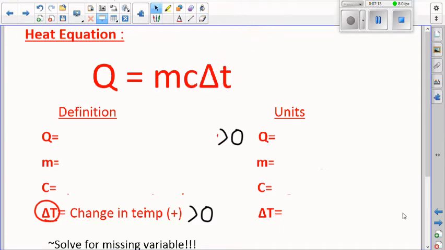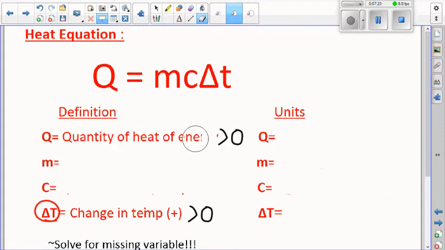There are 4 variables here: Q, M, C, and delta T. What is Q? Well, that stands for the quantity of heat, of energy. It should always be more than 0. See how I have a little more than 0 symbol? It will be in joules, capital J. So if I ever have a problem like, Emerson has 27 joules of energy, that's her Q for that problem. Harry removed 617 joules. That's his Q for the problem.